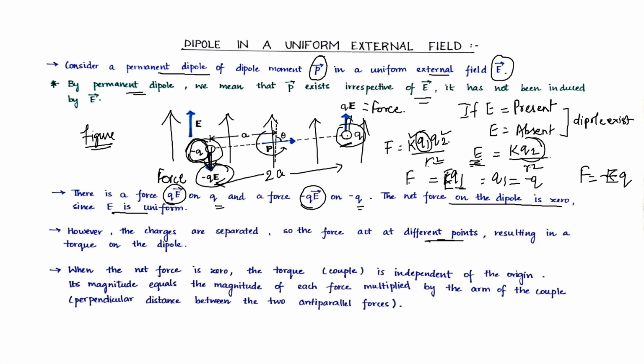However, the charges are separated, so the forces act at different points, resulting in a torque on the dipole. From this charge the dipole will tend to move upwards, and from this charge the dipole will tend to move downwards. So it creates a torque. When the net force is 0, the torque or the couple is independent of origin. Its magnitude equals the magnitude of each force multiplied by the arm of the couple, the perpendicular distance between the two antiparallel forces.